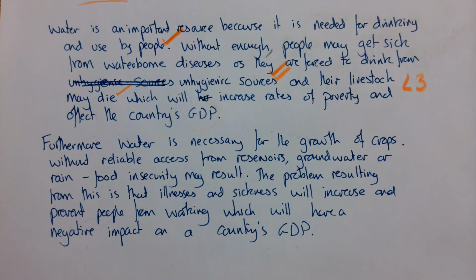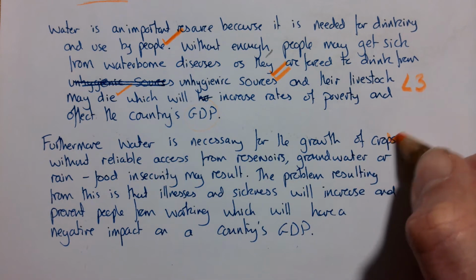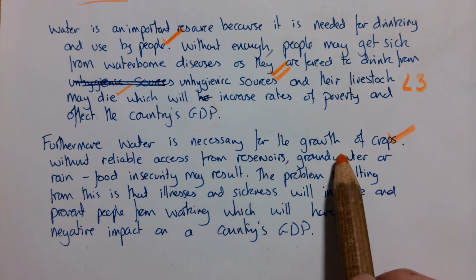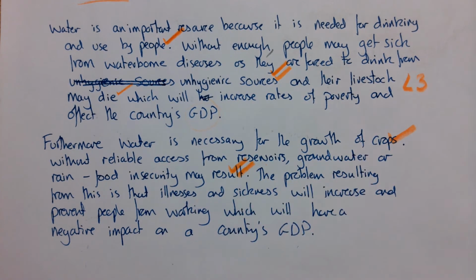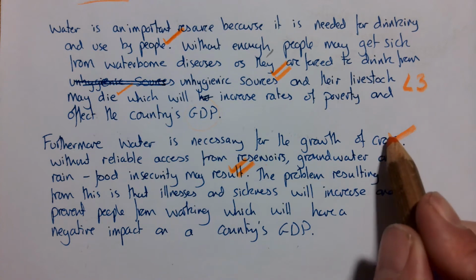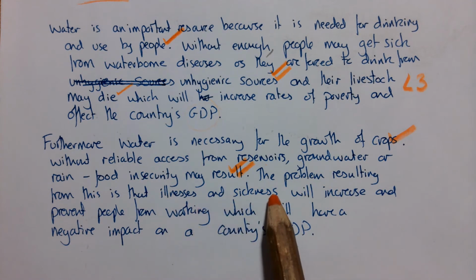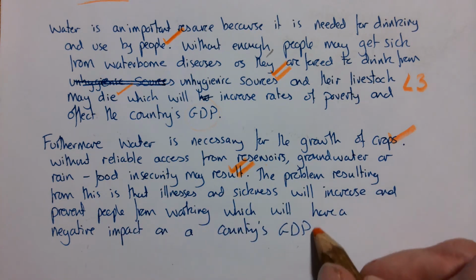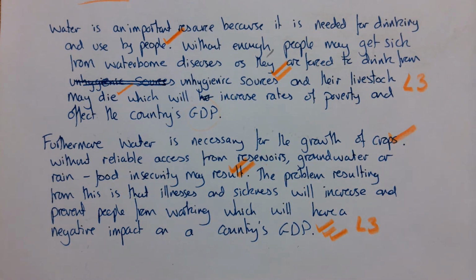Second point, very similar. Furthermore, water is necessary for the growth of crops. There's my point. Without reliable access from reservoirs, groundwater, or rain, food insecurity may result. There's a little explanation about the problem of not having enough. The problem resulting from this is that illnesses and sickness will increase and prevent people from working, which will have a negative impact on the country's GDP. Once again, just taking it that bit further and linking to the development of a country.